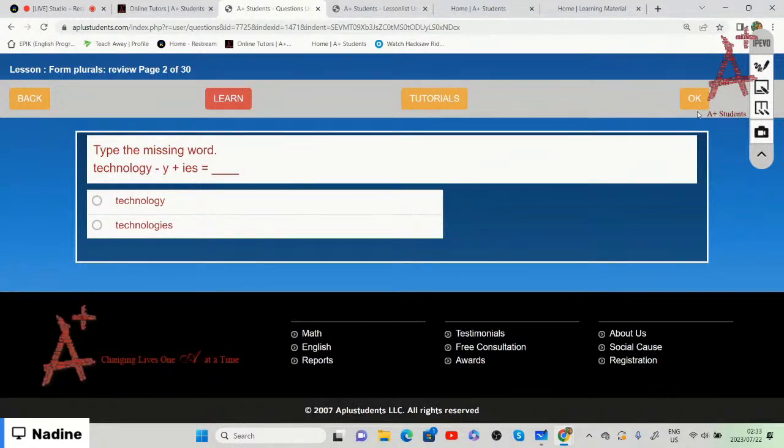Technology. Remember, we're dropping the Y and we're adding I-E-S. So with technology, we are dropping the Y and adding I-E-S, which means that we are choosing the second option, which is technologies.